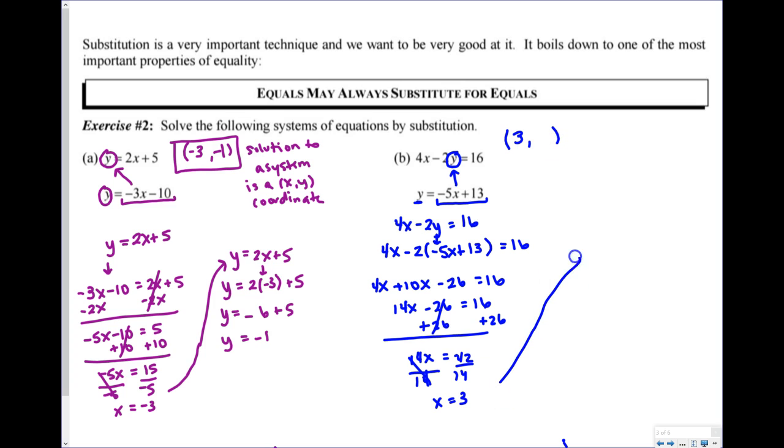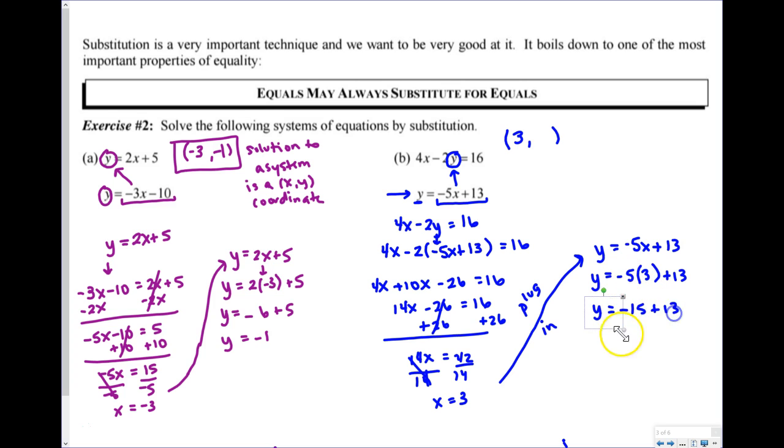Now I have to take that 3 and plug in. So I'm going to pick the second equation, y equals negative 5x plus 13. So I'm picking this equation right here, that bottom one. But now that I know x, I can just replace the x with that 3 and find my y. Negative 5 times 3 is negative 15, and negative 15 plus 13 is negative 2.